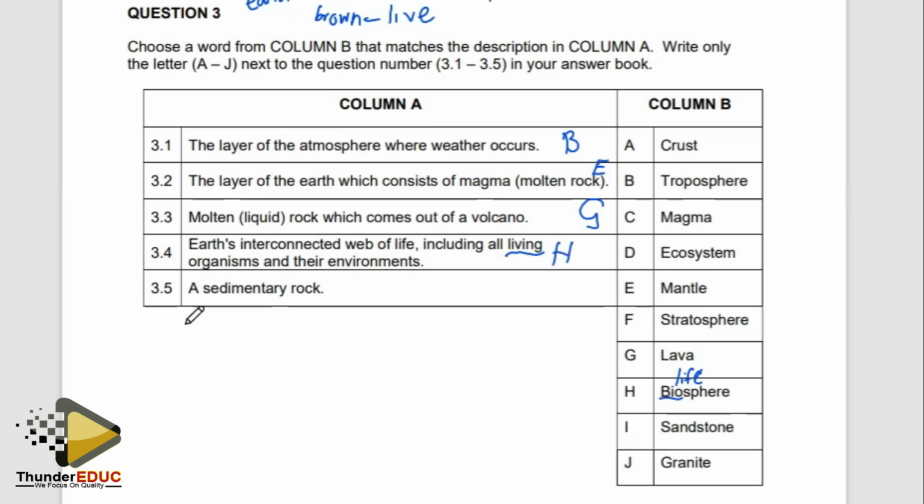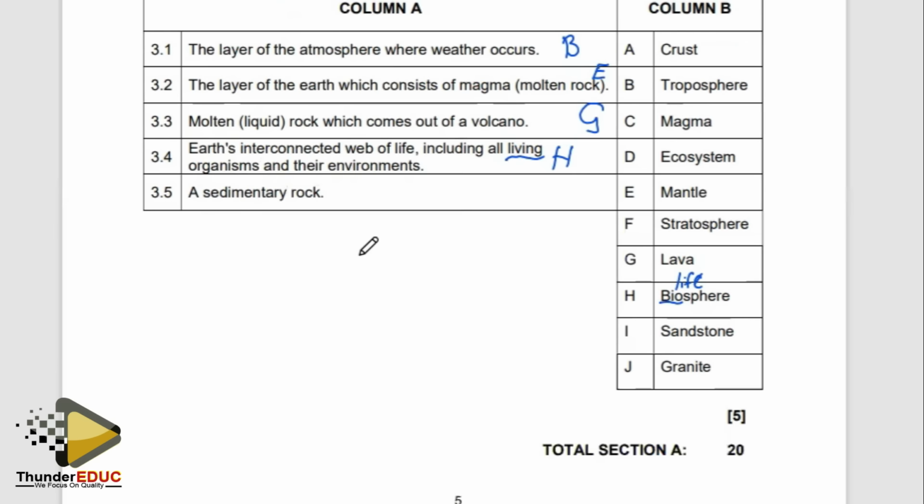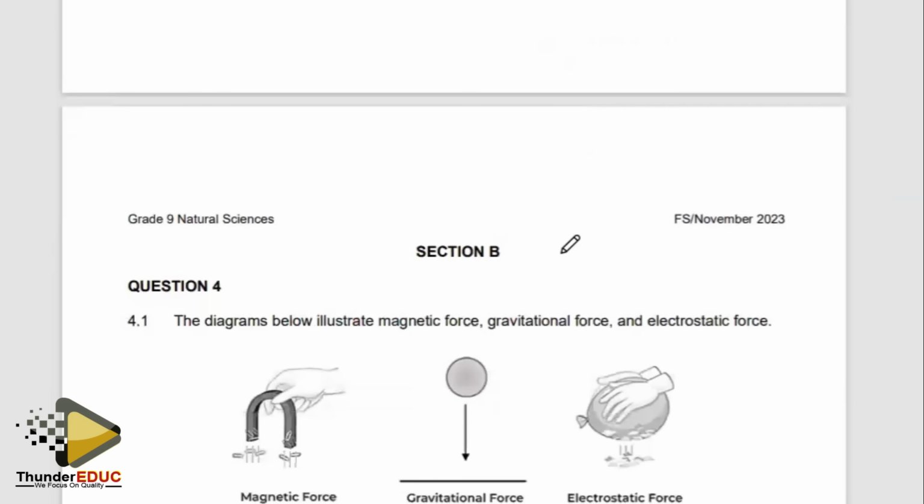Then we move on to the last one, which is 3.5. A sedimentary rock. Remember, a sedimentary rock is formed from the deposits of the residues of plants and animals, and also the deposits of parts of the granite rock. So that's the second rock from the rock cycle. Granite rock? No, because granite is an igneous rock. So we are left with I, the sandstone. Our answer becomes I there. You are done with section A, your 20 marks you've collected.